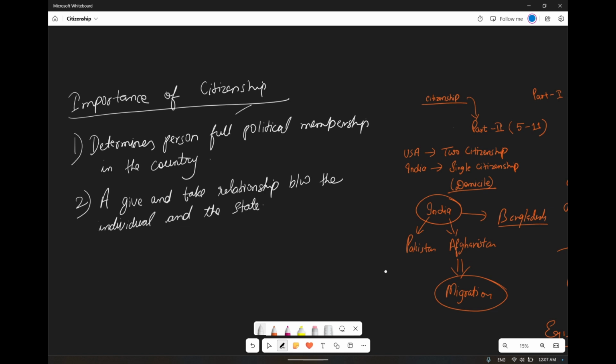Okay, so citizenship is covered under Articles 5 to 11.